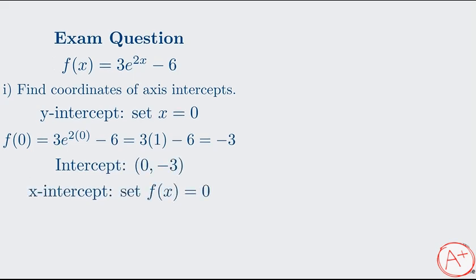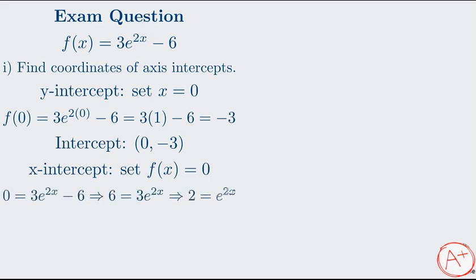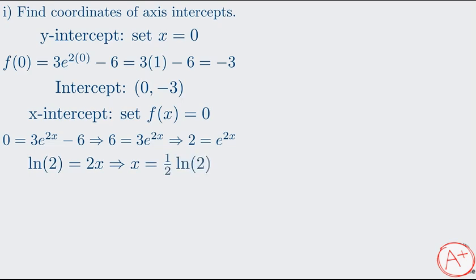For the x-intercept, we set f(x) to 0. We add 6 to both sides and divide by 3 to get 2 equals e to the power of 2x. Taking the natural log of both sides gives ln 2 equals 2x. So x equals half of ln 2.